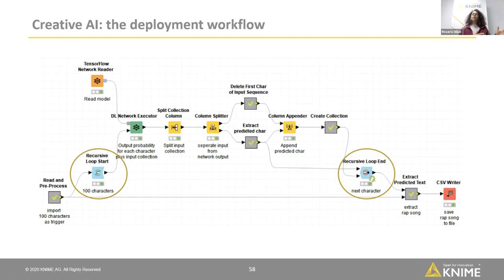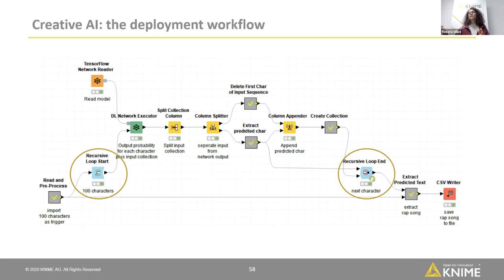So now you're going to use the last 99 characters from the previous sequence, you add the one character that you have generated, and then you get the new 100 characters with which you are going to feed the network again. So the new 100 characters are going to be passed back to the recursive loop start. Again, new 100 characters go into the network executor and produce the new character. Again, here there is a bit of change because we have to kick out the first character in the previous sequence and then add the new character that had been predicted.